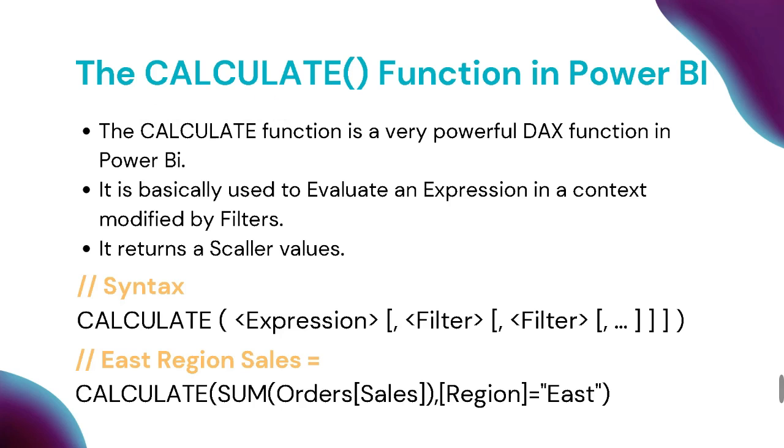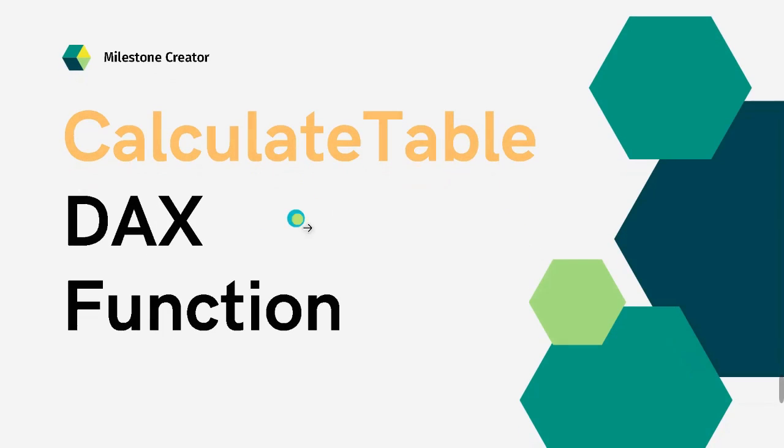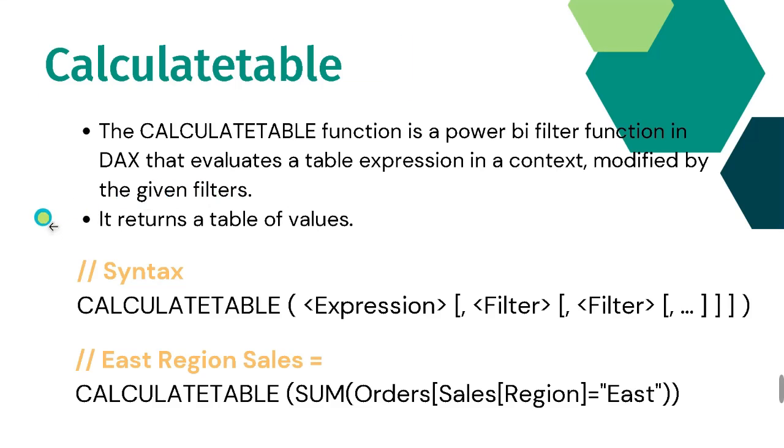Then the next most important DAX function is the CALCULATETABLE DAX function. So what is the CALCULATETABLE DAX function? As we have already learned about the CALCULATE DAX function, CALCULATE and CALCULATETABLE are completely the same. But the only difference between these two is that CALCULATE returns a scalar value, meaning a single value, whereas CALCULATETABLE returns an entire table, a table of values.